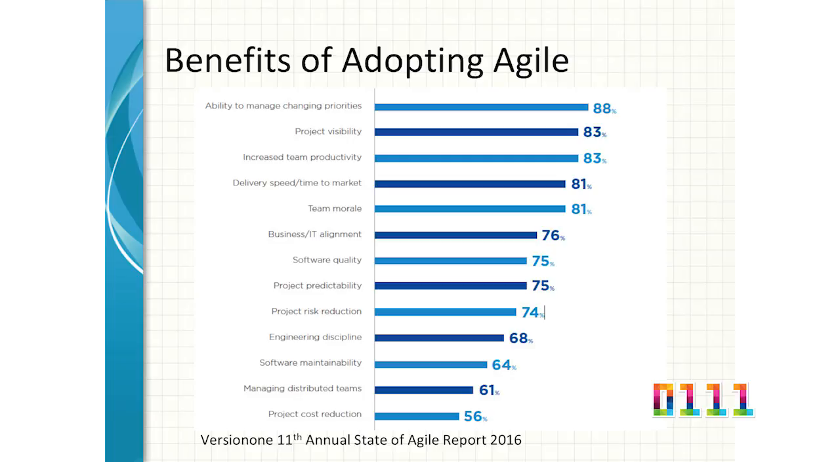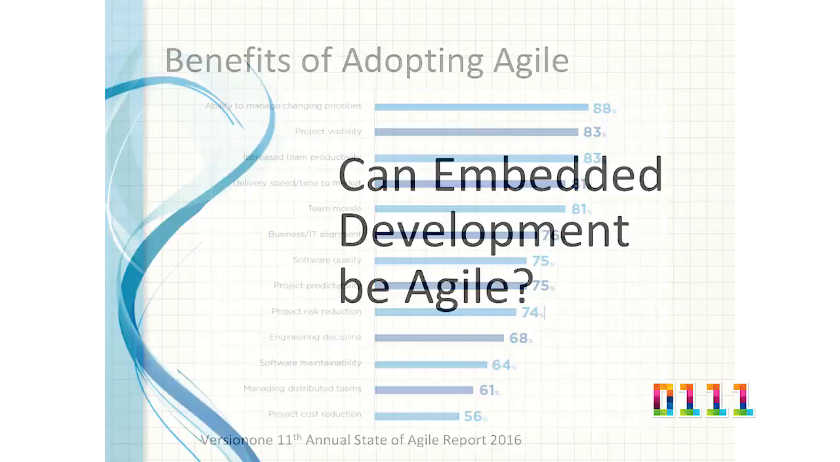And they found that 88% said that the top benefit of adopting Agile was the ability to manage changing priorities. The next one was project visibility, which is a huge one when you're dealing with embedded systems. Increased team productivity, the delivery and speed, time to market, team morale, business IT alignment, software quality, project predictability, and on and on and on, okay? So why don't we use Agile in embedded development?